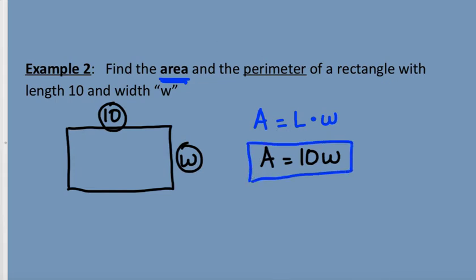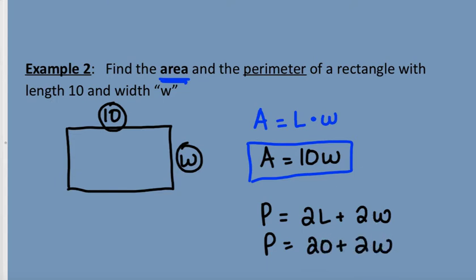All right, if we want to find the perimeter, we write down our perimeter formula. 2L plus 2W. All right, so the length is 10. I'm going to substitute that in. So 2 times 10, which is 20, plus 2W. All right, a few more.